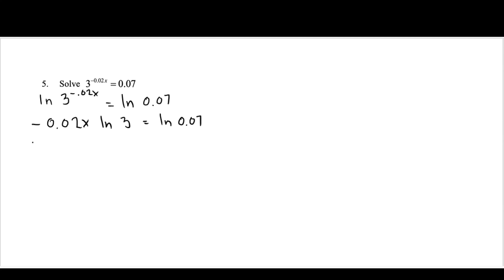And so when you solve for x, you'll end up with x equals negative ln 0.07 on top and 0.02 ln 3 on the bottom. But once again, you can just plug that directly into your calculator and evaluate, and you get about 121.0281.